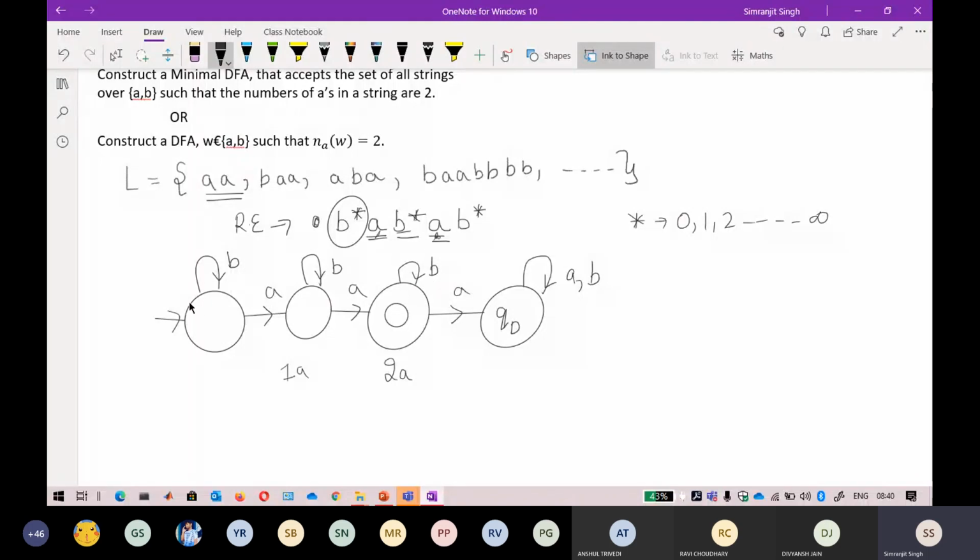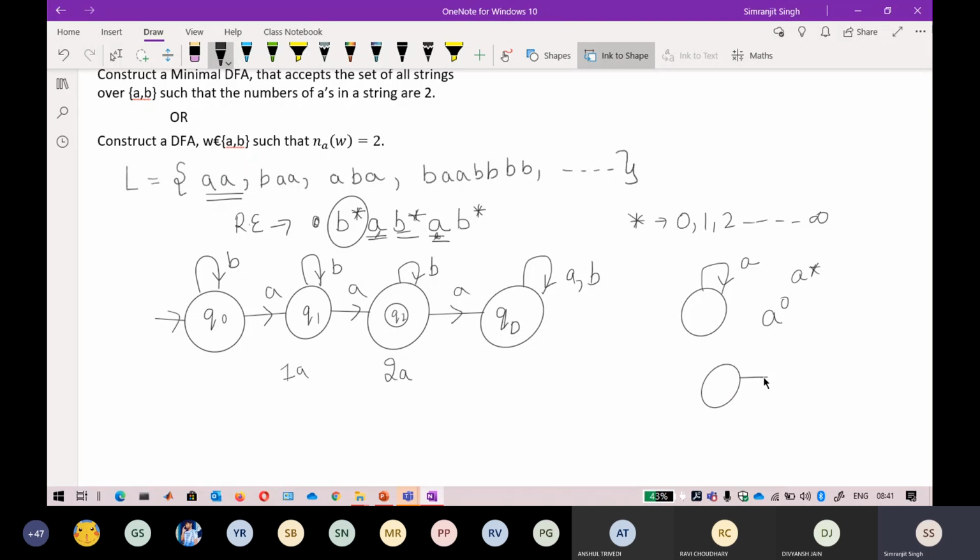Every string that is possible will contain only these two a's. If you see clearly, I have hard coded these a's. These two a's will always come because it is not a self loop. If I write a self loop of a, it means a star. a star means a can occur zero times, so it means no a can come.